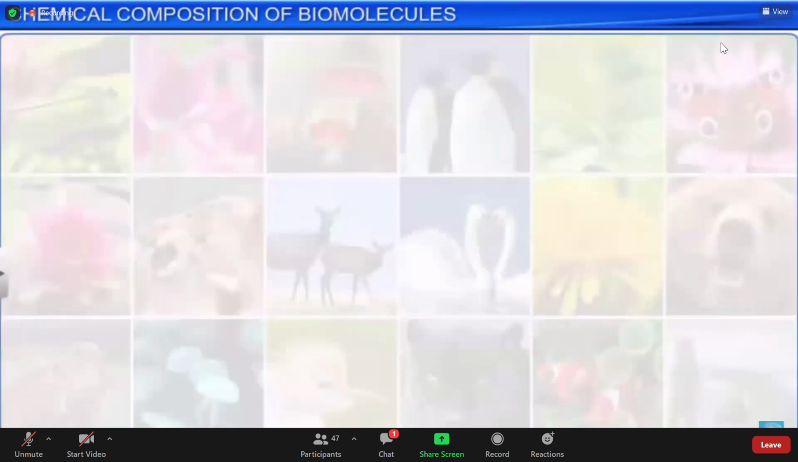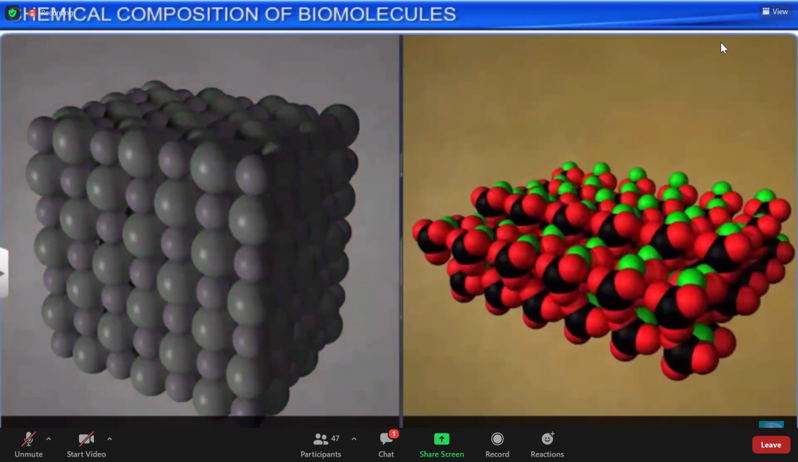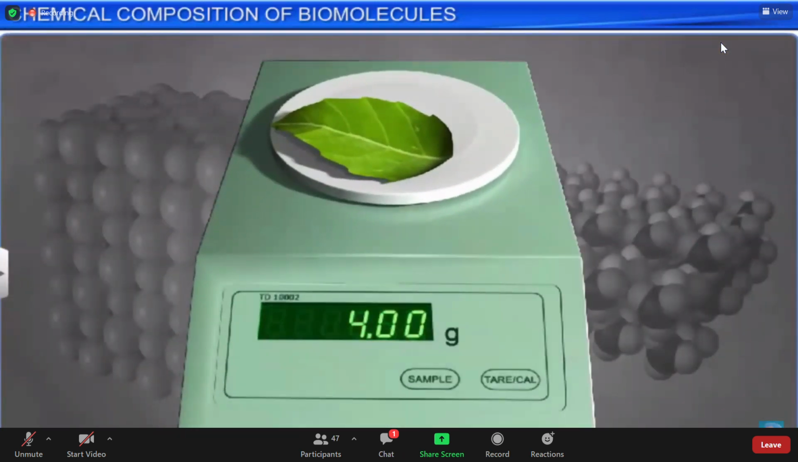Living beings are also composed of inorganic compounds such as sodium chloride and calcium carbonate. To analyze the constituents of inorganic compounds, we carry out the following process. We take a small amount of living tissue, such as a leaf, and weigh it. This weight is known as wet weight.